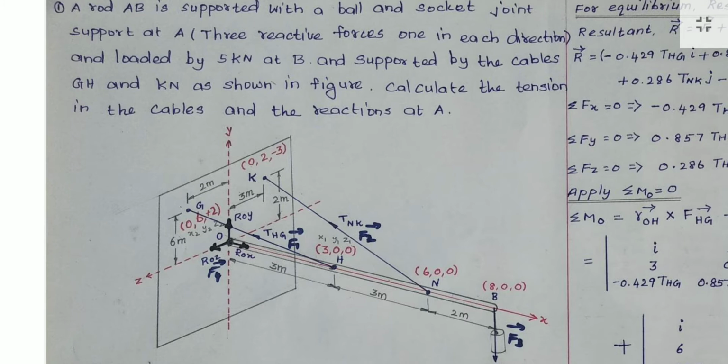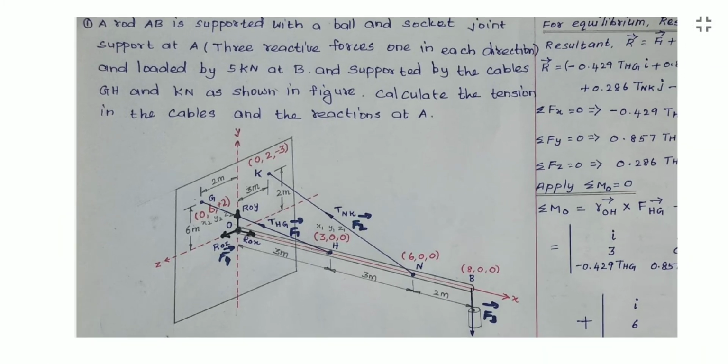Then see the coordinate for the point G, right? G means there is no x coordinate because it is in the YZ plane. There is no x distance. X is equal to 0. Y value is 6. It is marked in the question. And Z 2 meter, but it is in positive direction only. So plus 2. So we find all the coordinates. What is the coordinate for O? 0, 0, 0. That's all. So we find the coordinates.